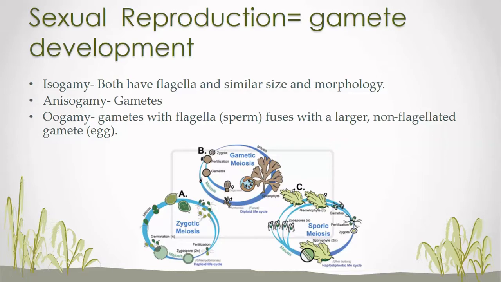Anisogamy, these are gametes with different features. The shape of the oospores is opposite, and the appearance of the zoospores is also different. And a flagellated gamete fuses with a large non-flagellated gamete. So that is oogamete.